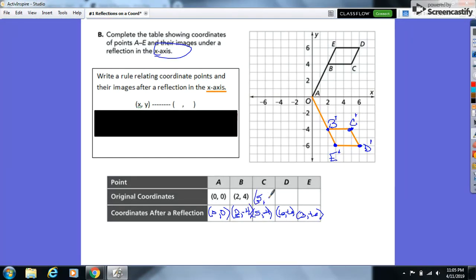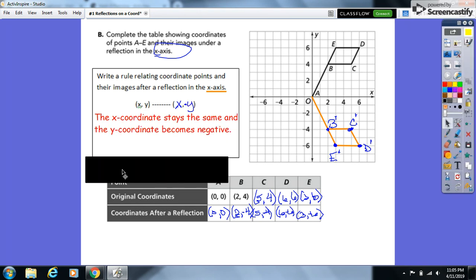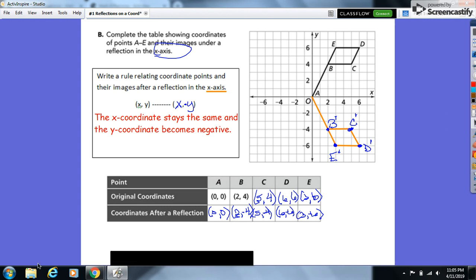Yep, hopefully you'll notice the x value stayed the same, but the y value did what? Yep, it became negative. So our rule would say, hey, x stays the same, y becomes negative. There we go. Go ahead and get that copied.